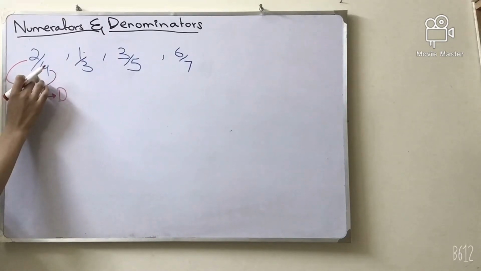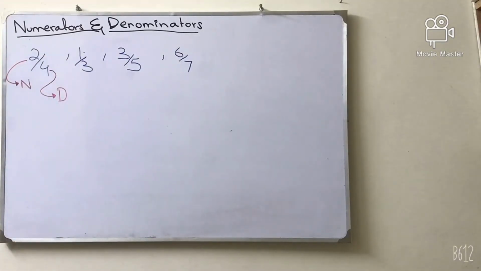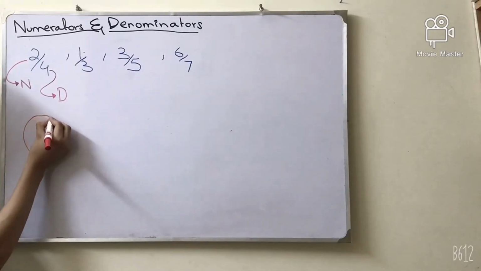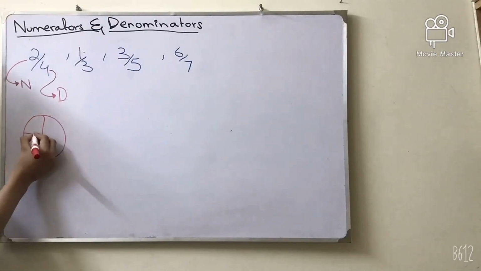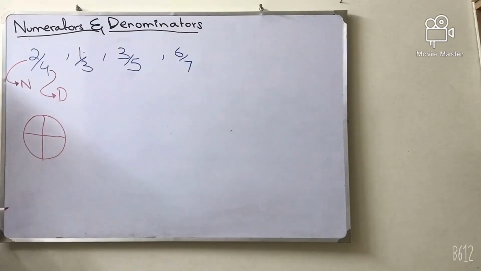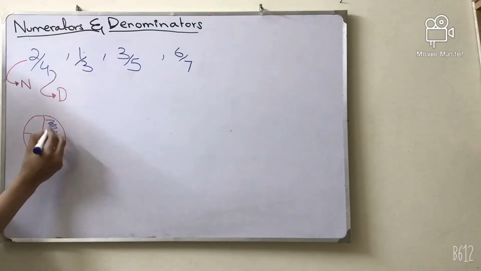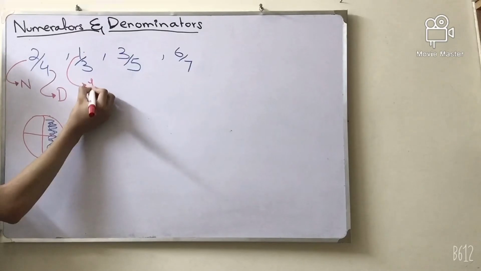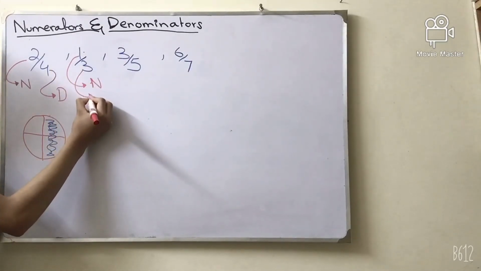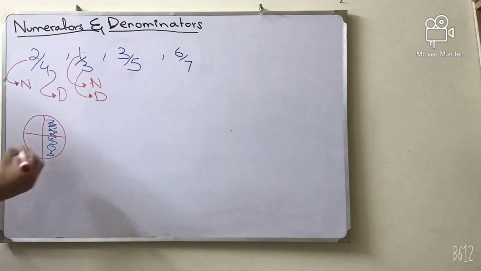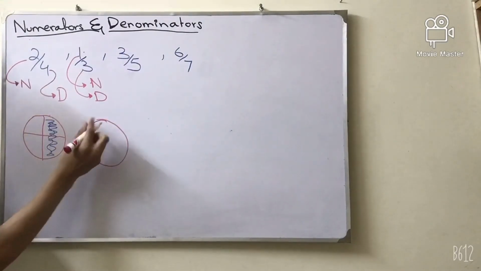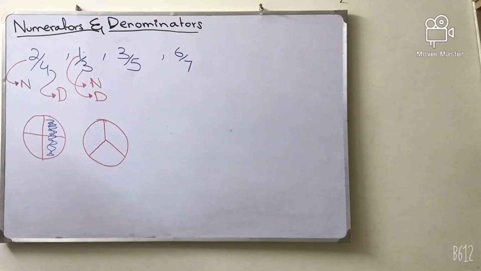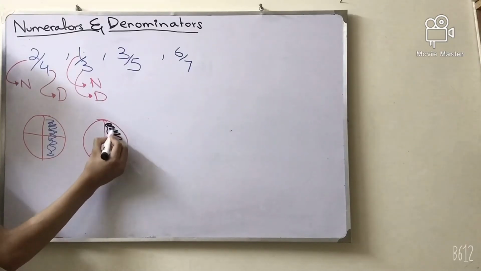How can we express this fraction in pictorial form? So let's say that we have a circle, and what we will do is that we will divide it into 4 parts, and then we can shade 2 parts. So this picture represents this. In the second fraction we have 1 as the numerator and 3 as the denominator, and we can represent it as, again let's take a circle, but this time we will divide it into 3 equal parts, and then we will shade one of its parts. So this is equal to this.